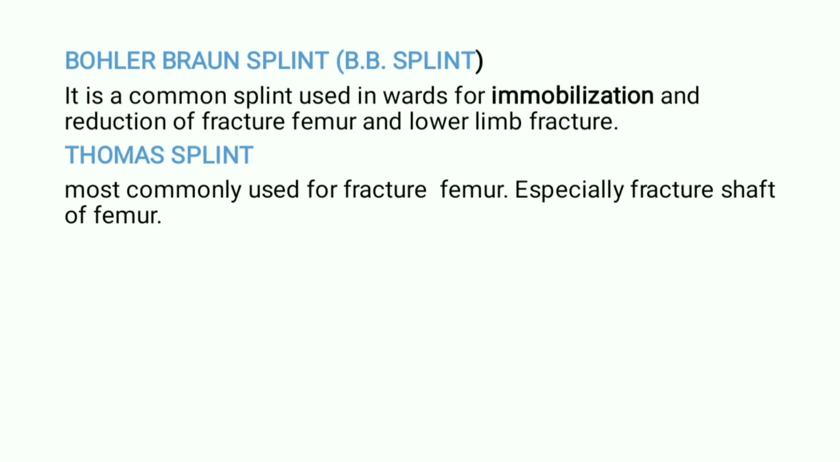Bohler-Braun splint or BB splint. It is a common splint used in wards for immobilization and reduction of fracture femur and lower limb fractures. BB splints are commonly used in fracture femur and lower limb fracture. Next one is Thomas splint. It is most commonly used for fracture femur, especially fracture shaft of femur.